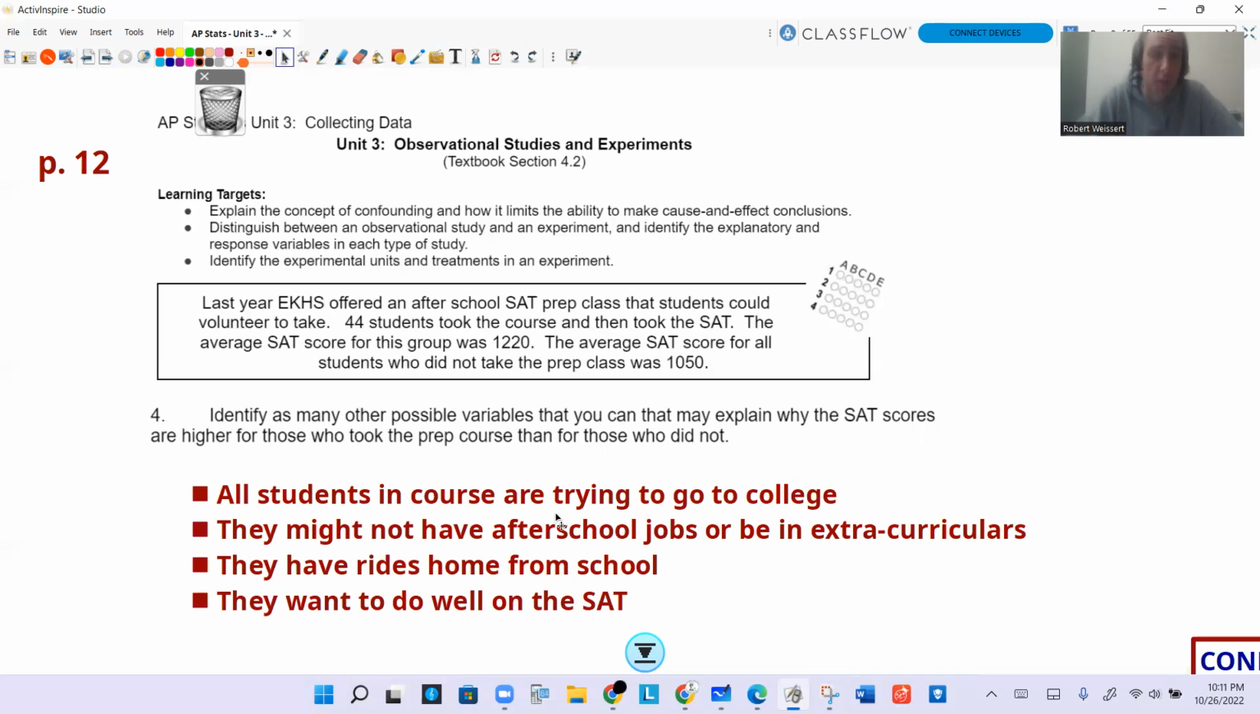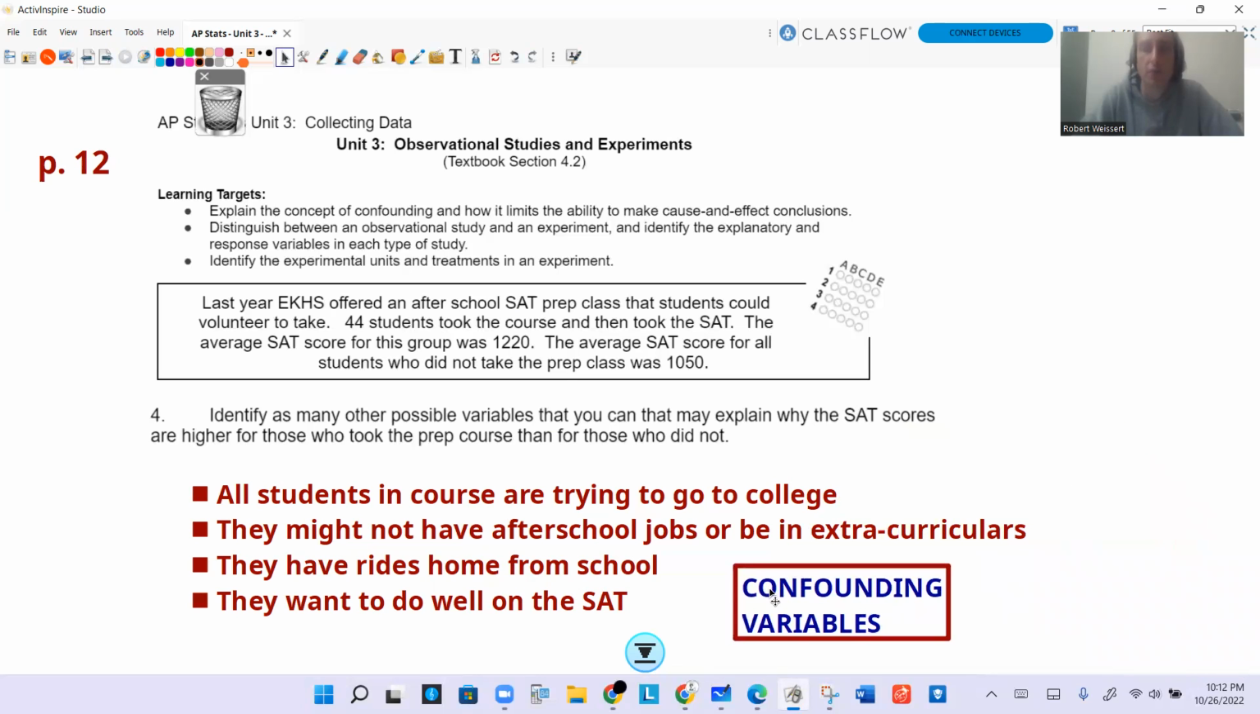Some possible answers would be all students, of course, might be trying to go into college, so there's a motivation there. They might not have an after-school job or extracurricular activities to slow them down, so they have more time to study and prepare for it. They have rides home from school. They want to do well in the SAT anyway. So there's a lot of things that could factor into that. These are called confounding variables. Confounding variables are simply variables that contribute to a response and could change the response, that are not something we're trying to measure.